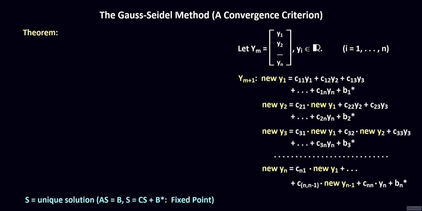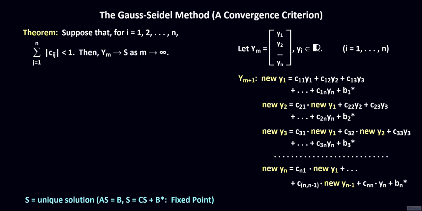We will prove this theorem or convergence criterion for the Gauss Seidel method in this video. Suppose that for every row I of the matrix C, the sum of the absolute values of the components of row I is less than 1. Then the sequence of vector estimates y sub m will tend to the exact solution S as m tends to infinity.